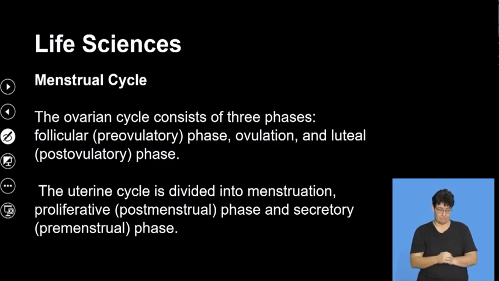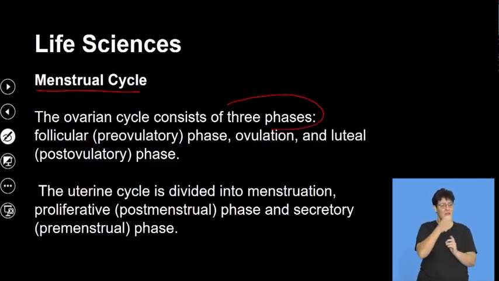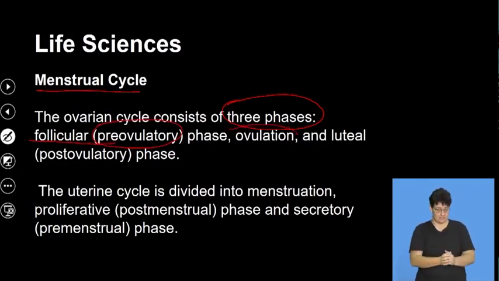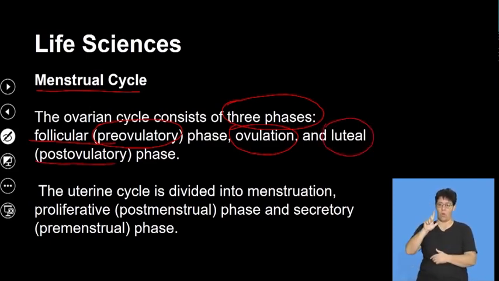So, when we look at the menstrual cycle, we would see that there are three phases in the menstrual cycle. These can be called the follicular phase, which is just before ovulation, and hence it's called the pre-ovulatory phase. We have ovulation, which we've just looked at, as well as what happens after ovulation, and we call that the post-ovulatory phase or the luteal phase, and this is with reference to the corpus luteum.